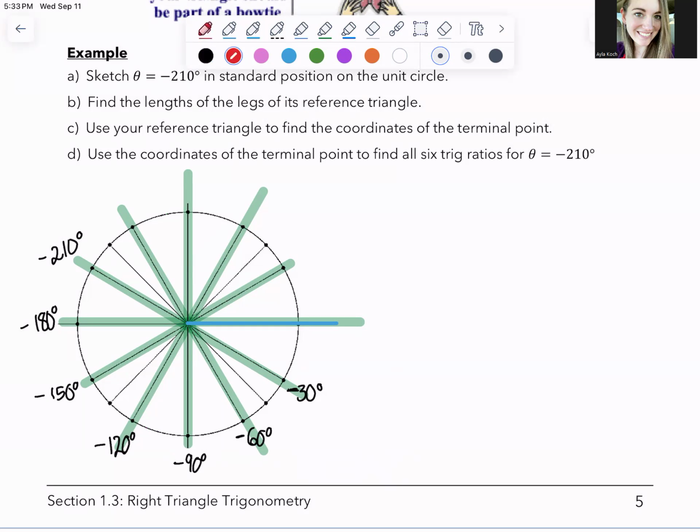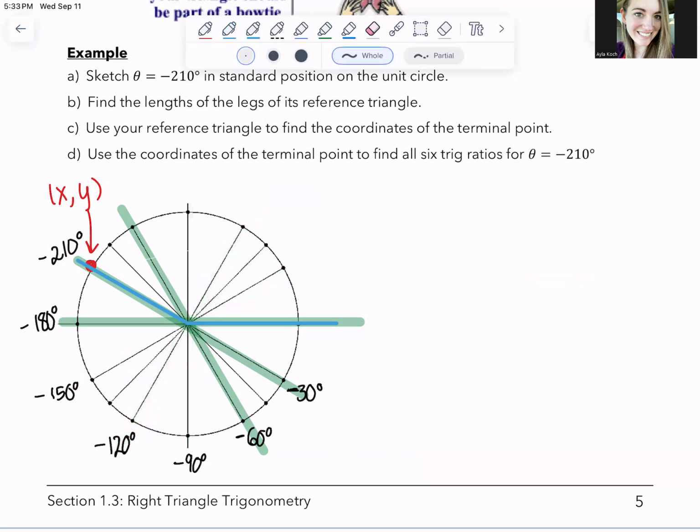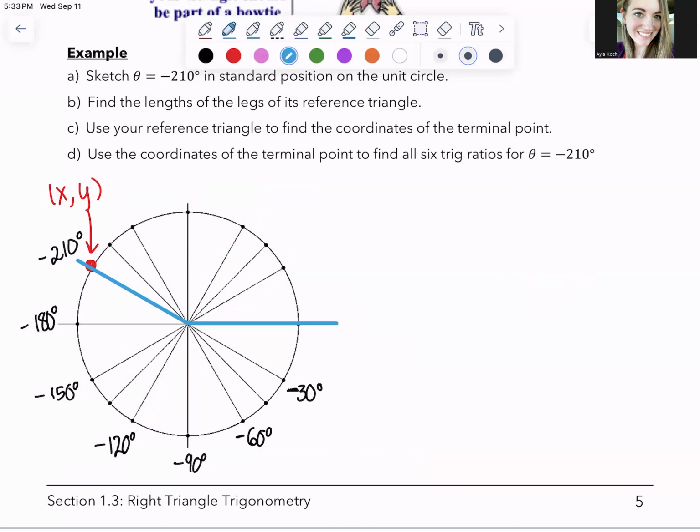All right, so we're looking for this point right here. We're looking for this point. We don't know what it is. X, comma, Y, something. I'm going to erase my highlighter lines now because we don't need them anymore. And we got there going the negative direction, -210 degrees.